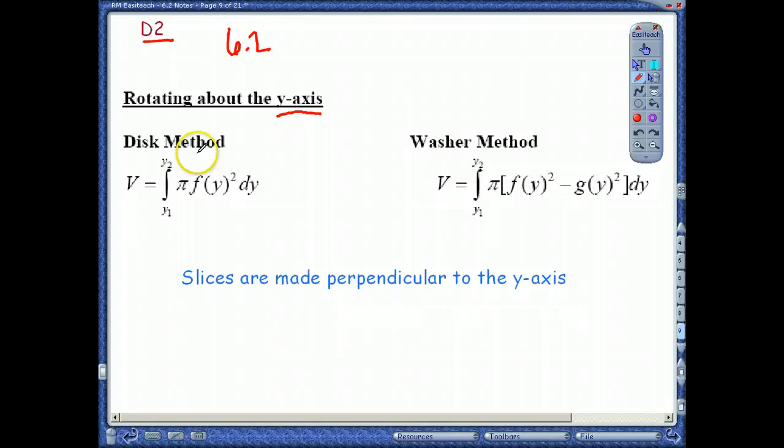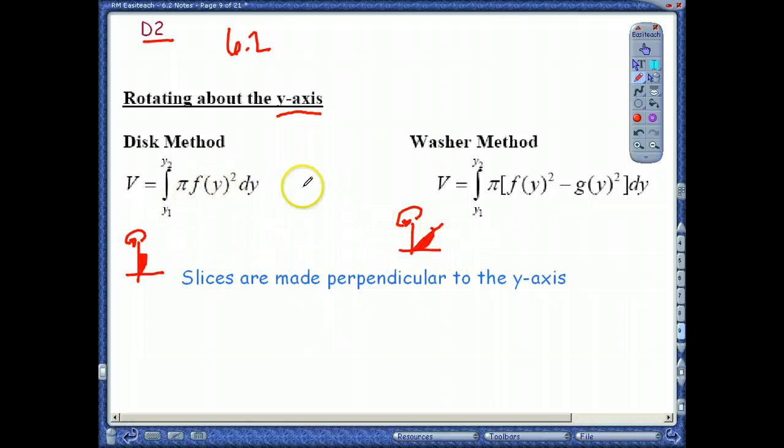You've got the disk method and you've got the washer method. Okay, so a disk method is going to look like when your area is smack dab against the y-axis. So when I rotate it, those would be solid. The washer method, something like this guy. You have your area. When you rotate it about the y-axis, you've got this open area there. So those slices are going to be washers.